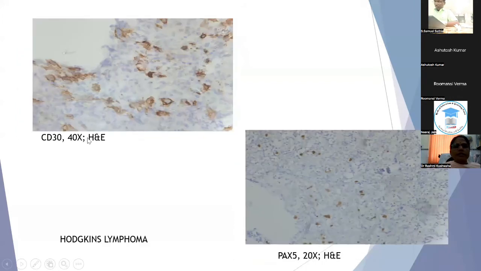So we did CD30 stain, and it came beautifully positive in all these mononucleated and multinucleated large cells. PAX5 was done, and we can see it is weak positive in these large cells. So this was a case of Hodgkin's lymphoma infiltrating into the bone marrow.